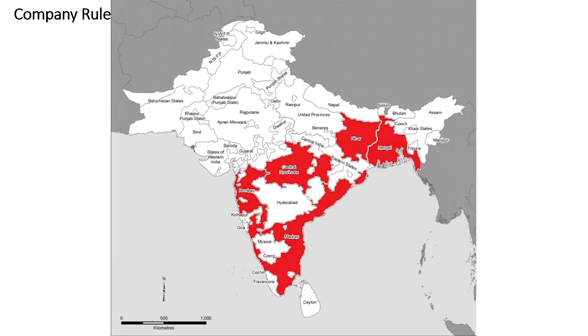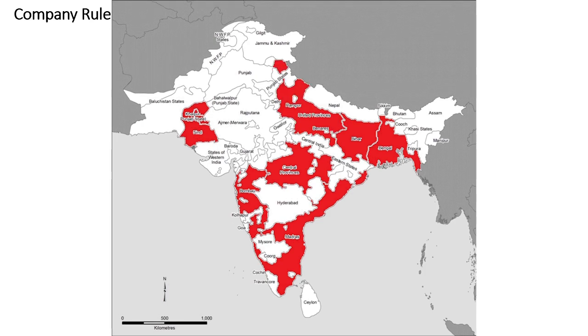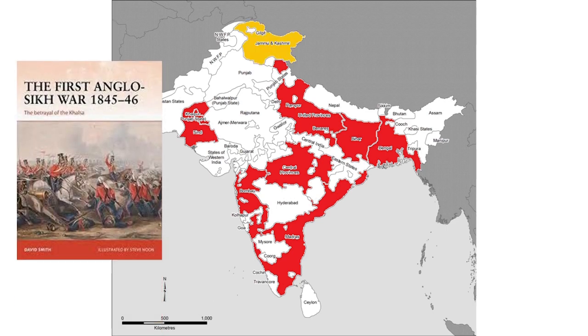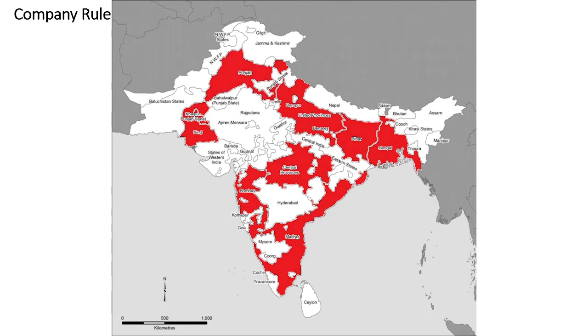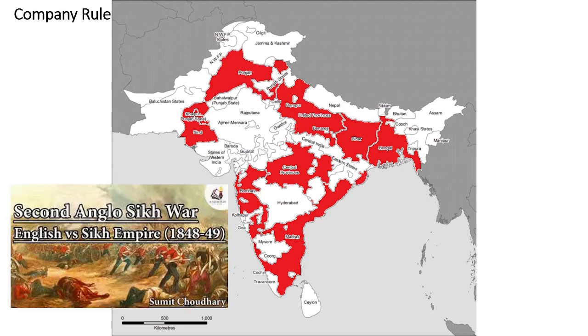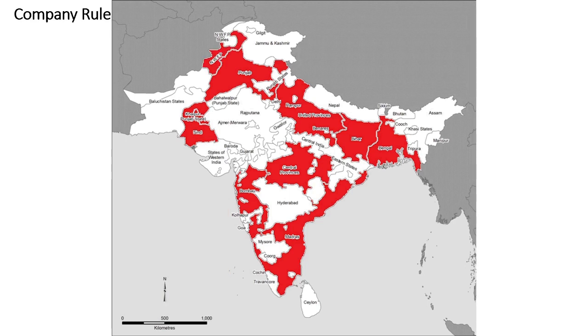The company continued capturing other provinces in India and finally reached and captured Jammu and Kashmir through the first Anglo-Sikh War in 1845, but immediately signed a treaty and handed over Jammu and Kashmir to the Dogra dynasty and freed it. Then the company captured the Punjab province through the second Anglo-Sikh War in 1848, followed by the Northwest province and other adjacent provinces.